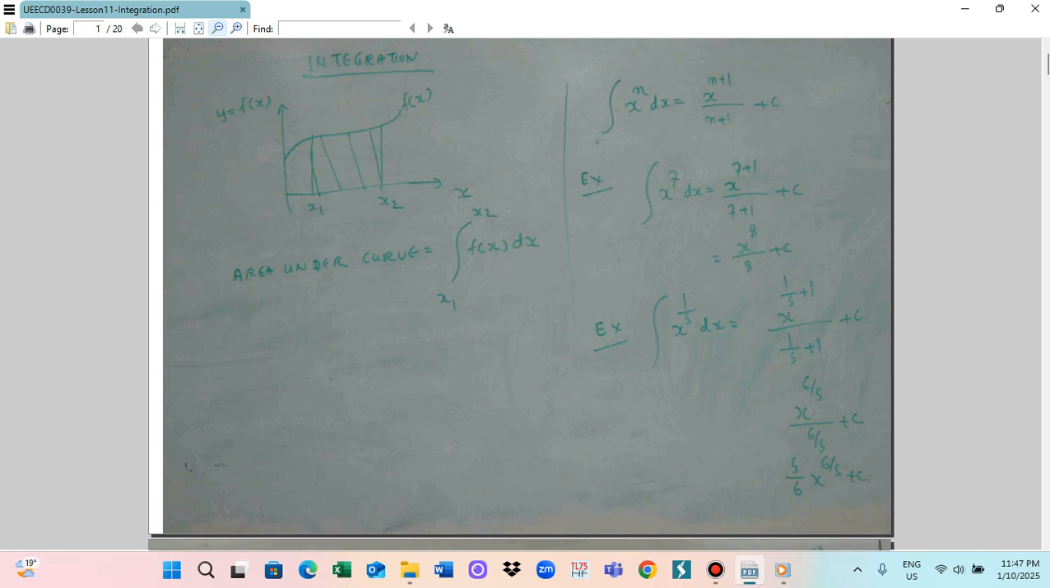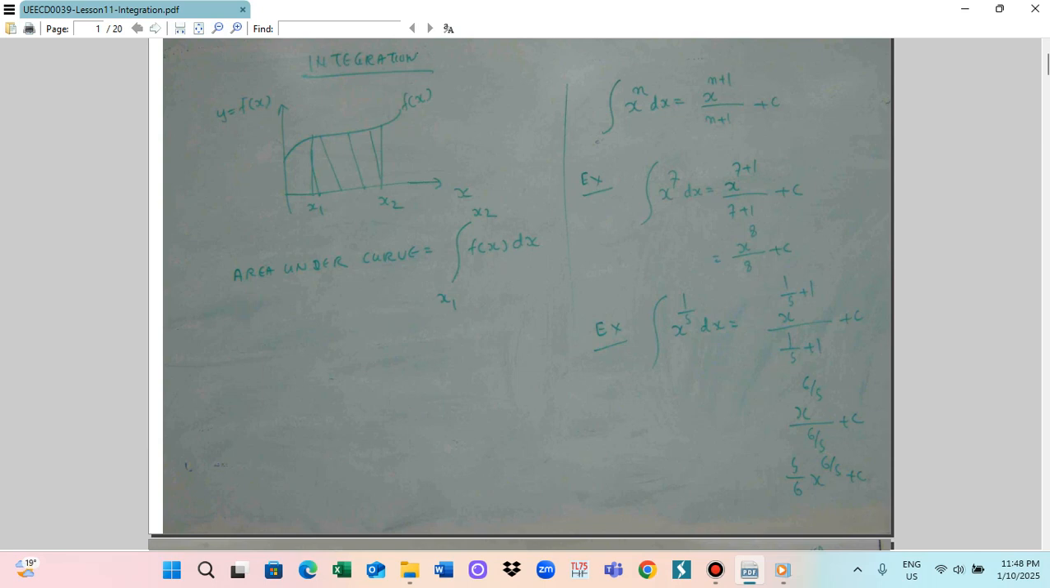So we make an example here. Integrate h power 7 dx. It will be h power 7 plus 1 divided by 7 plus 1, plus c. So this is h power 8 by 8 plus c. So the integration of h power 7 dx gives h power 8 by 8 plus c.